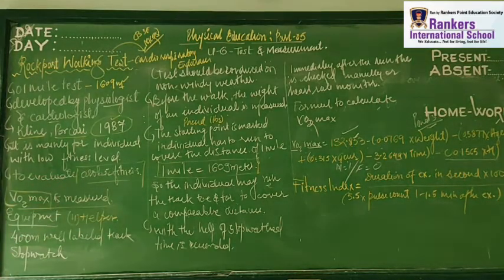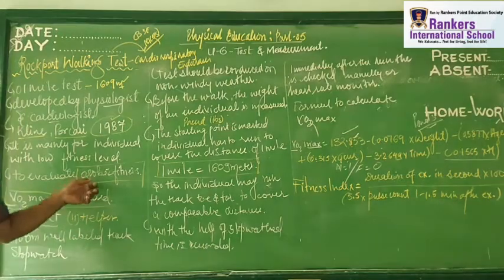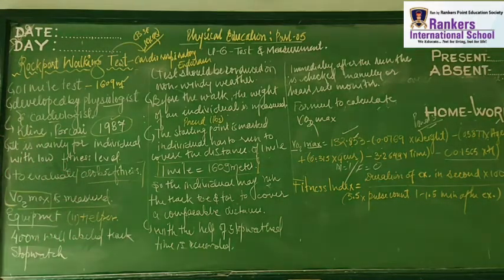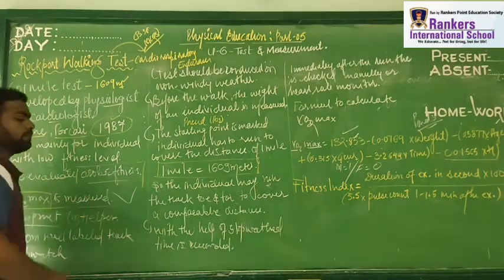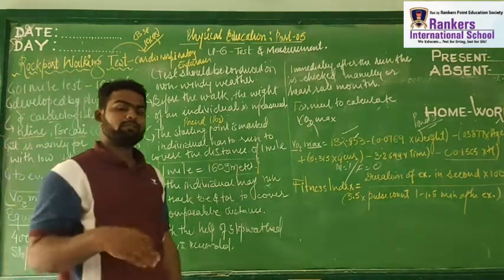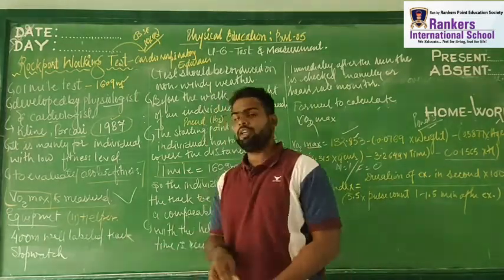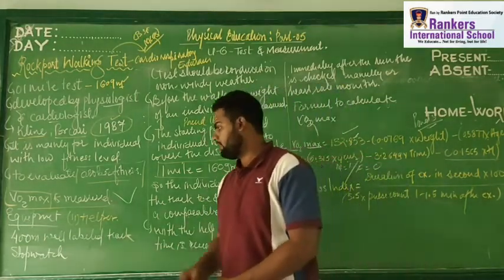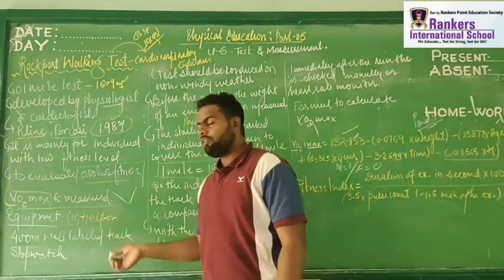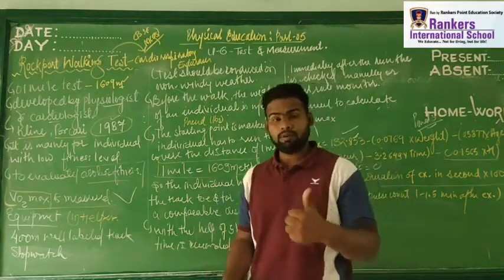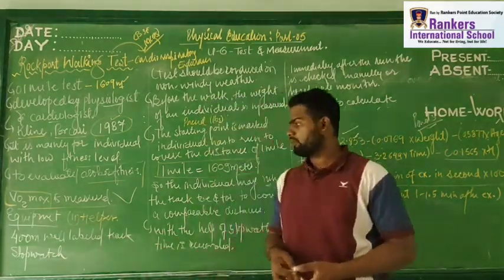What does it evaluate? It evaluates aerobic fitness. And basically, what does it measure? It measures the VO2 max, the maximum amount of oxygen utilized during the activity. Three equipments we need to keep in mind. The first is a helper. Second is a well-leveled ground of 400 meters. Third is a stopwatch, right?